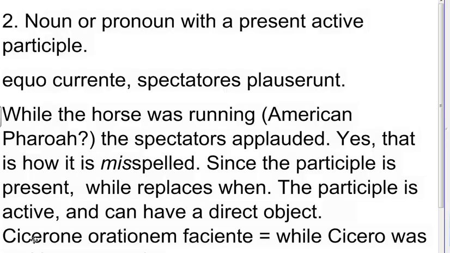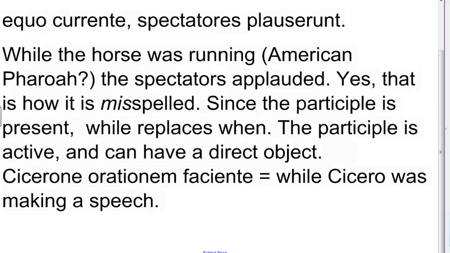I might point out that the participle in this case, as opposed to the perfect passive participle, is a present active participle, and it can have a direct object. Lest we forget the most famous Roman orator, Marcus Tullius Cicero, here is a present active participle with a direct object in the accusative case, talking about Cicero. Cicerone orationem faciente. We have the required two words in the ablative case, the noun Cicerone, that is Cicero in the ablative case.